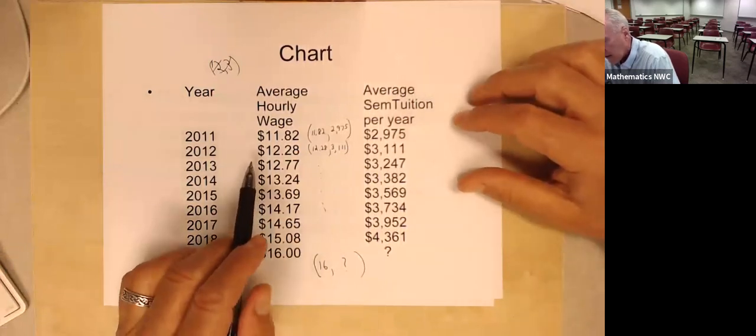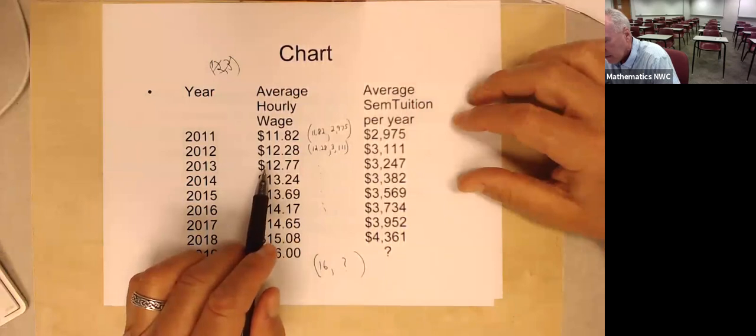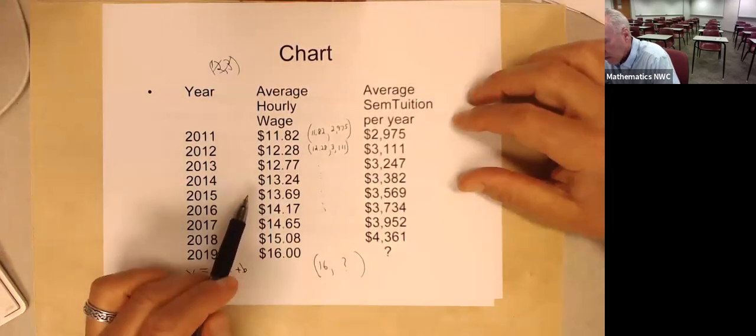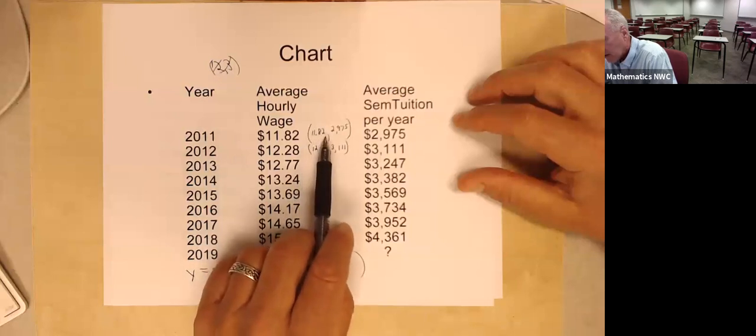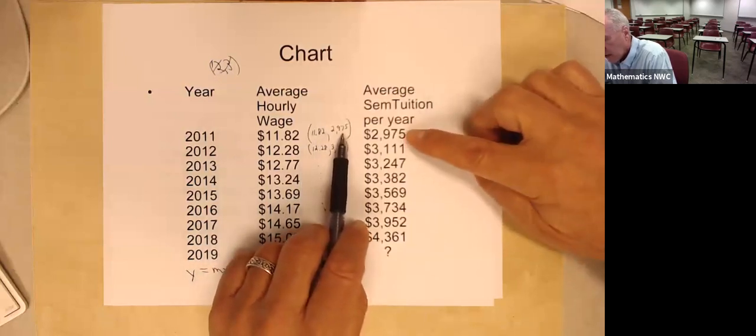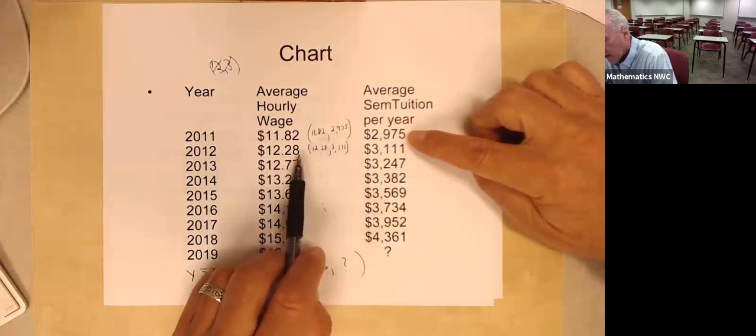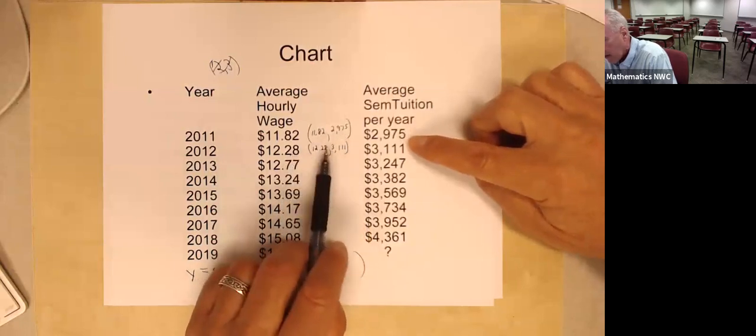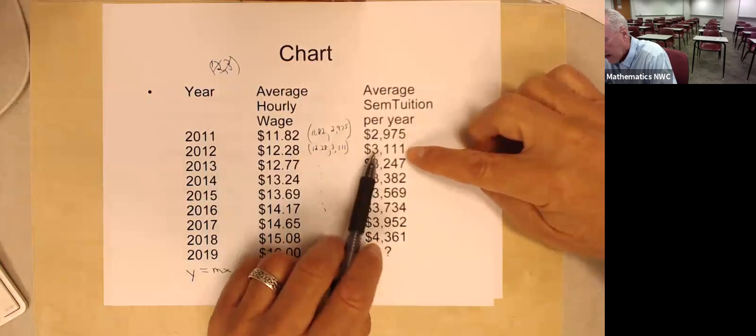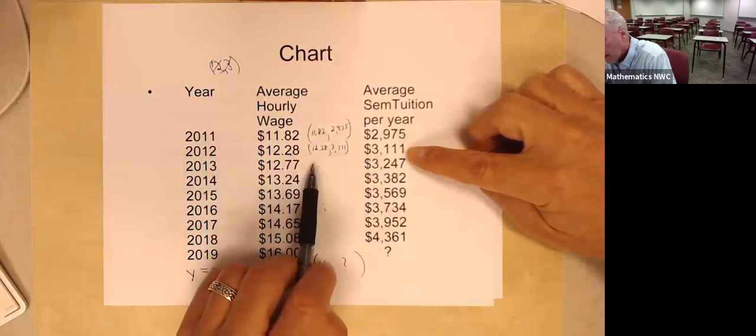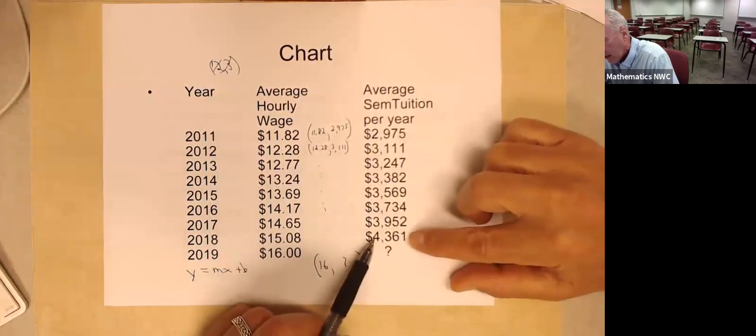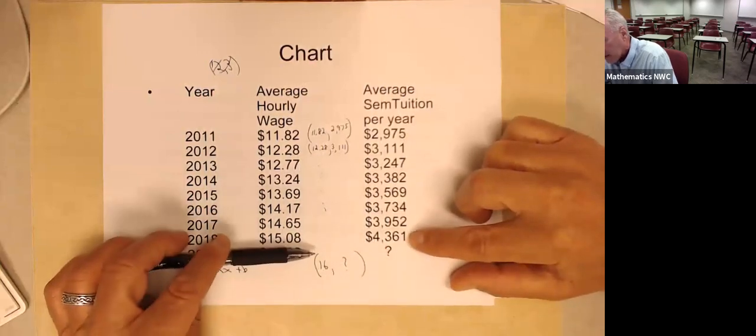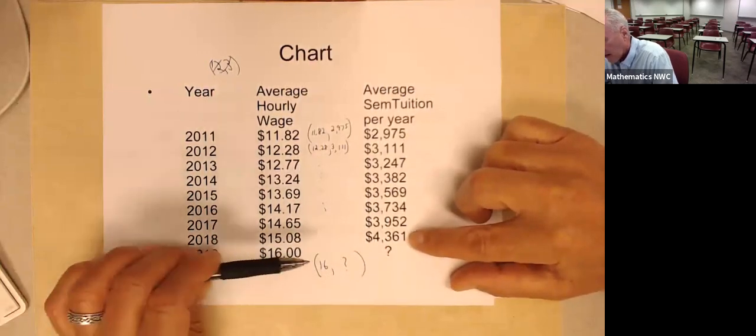So I would have to clear my data in the calculator, punch in 2 variable, enter, hit my data button, and start off with 11.82, down arrow, 2,975, down arrow, 12.28, down arrow, 3,111, down arrow, 12.77 down arrow, 3,247 down arrow, all the way till I got over to here. I would not punch the 16 because I don't know that one yet.